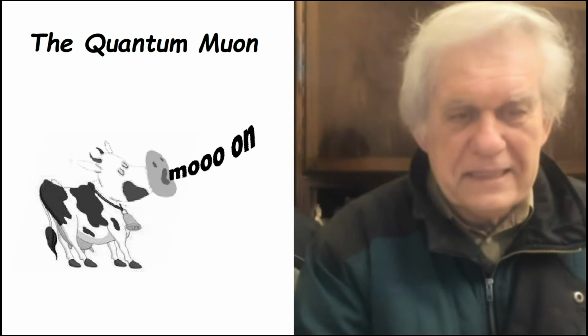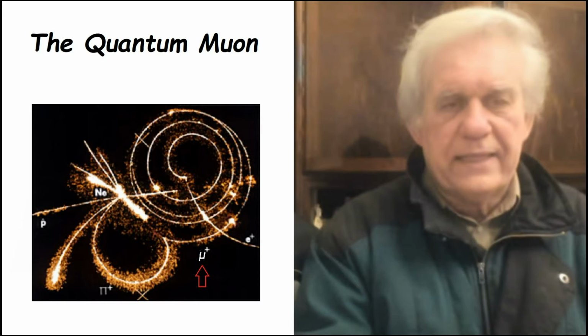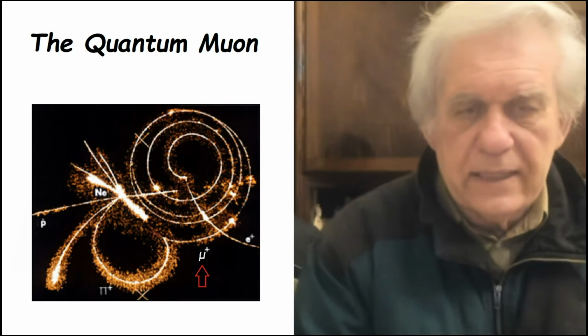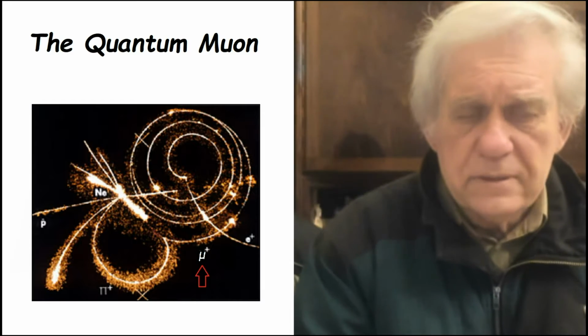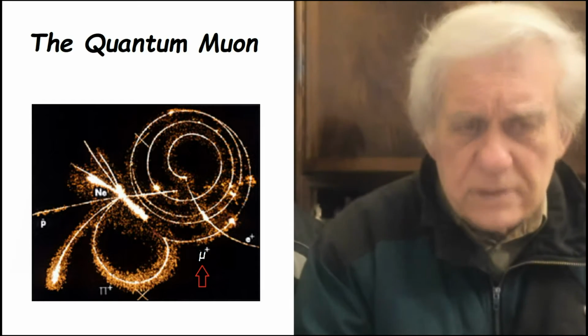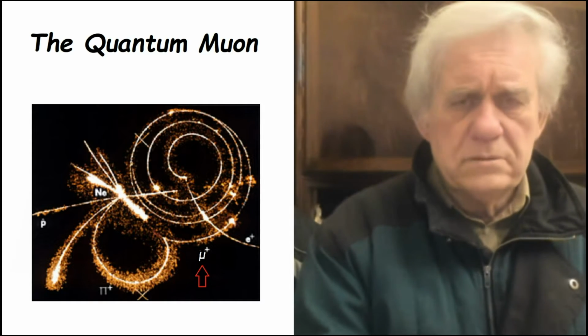Well, not supposed to be. I guess that's not the muon that I had in mind. No, I think this is the muon. Okay, it looks something like that. The quantum muon. It's that little m there at the bottom. Okay, the letter mu. That's what's called a muon. And as you can see, it doesn't look like a particle. It looks like a trace.